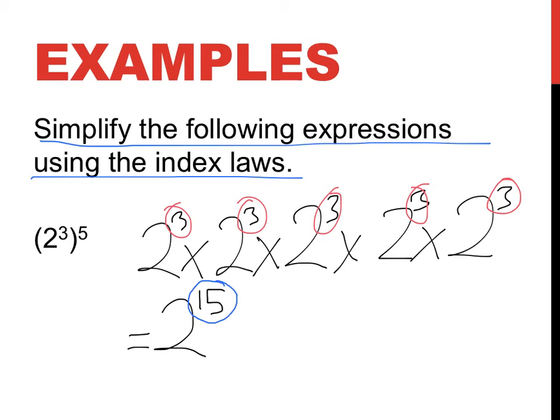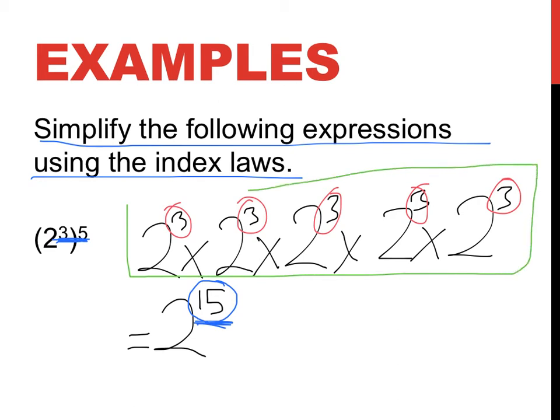I'm hoping some of you might be able to tell me a relationship between this and this that might save me some time and effort, even though this expanding has helped me understand what it is I'm actually doing. I'm hoping some of you are able to see that there is a relationship between that and that. Yep, that's right, guys. Instead of writing this out every time, if I have brackets and I have an indice being raised to another indice, I can simply multiply them.